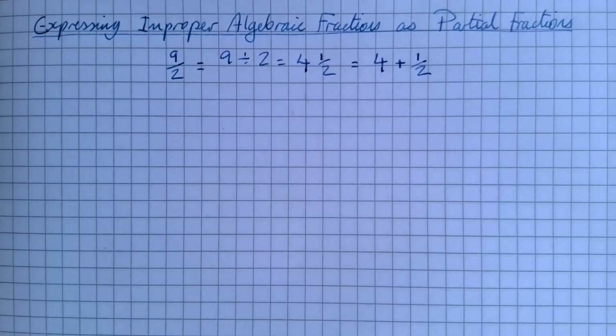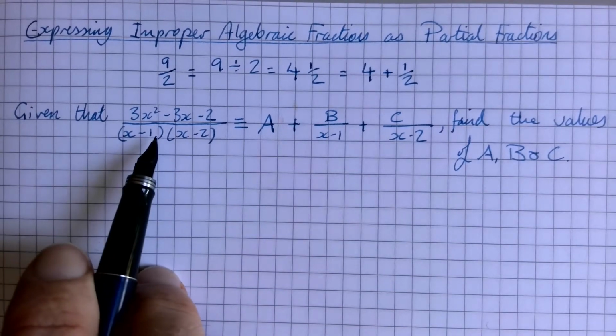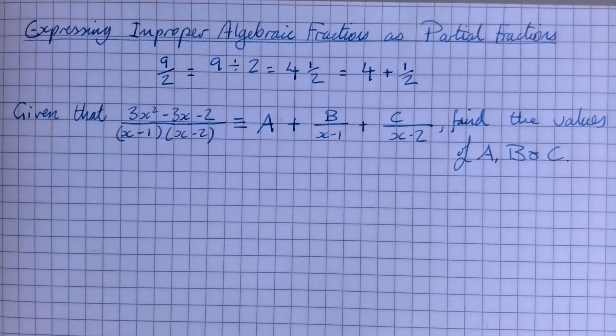Right, so have a look at this example coming up and see if you can work out what you might do first. There's our question. Given that (3x squared minus 3x minus 2) over (x minus 1)(x minus 2) is identical to a plus b over x minus 1 plus c over x minus 2. Well, the first thing we need to do is know how many times this goes into that. So in order to do that, we're going to need to do algebraic long division.